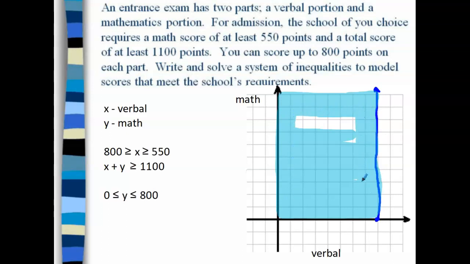And then we're going to plot our math lines. So we know that math has to be greater than or equal to 550, but has a maximum of 800. So now we're locked into this yellow rectangle for where her scores can be.